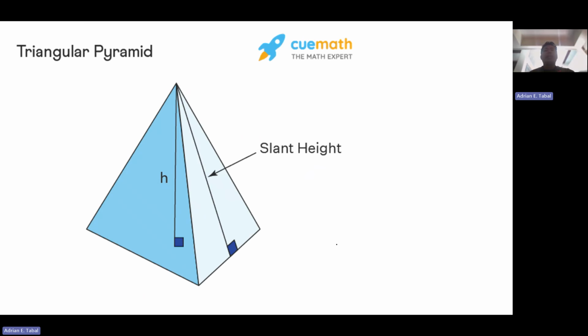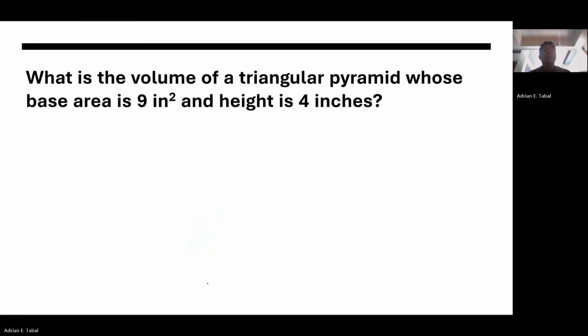The same goes with the triangular pyramid, but the difference is the base. For a triangular pyramid, the base is a triangle. So we have the slant height again. We also have the height. We also have the base. This one is the base.